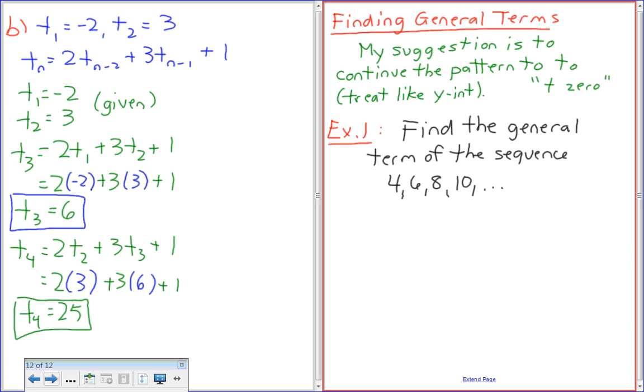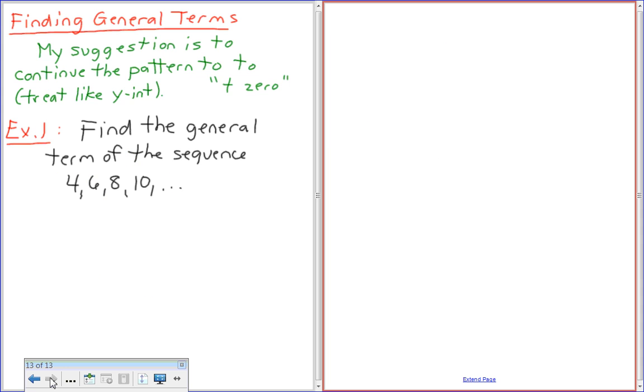The way I am going to recommend to do it, and again, this is optional. Don't need to listen to me. I'm just going to write T1 equals 4, T2 equals 6, T3 equals 8. What I'm going to do is, as I was saying before, I was going to go upwards.